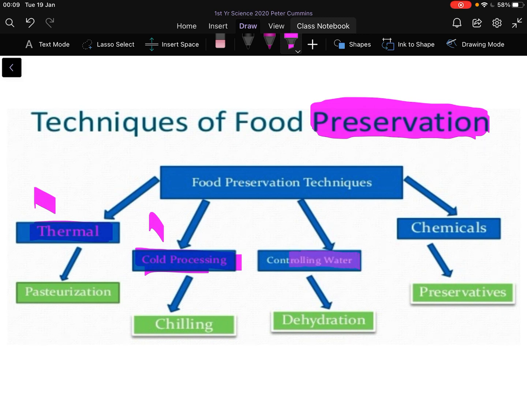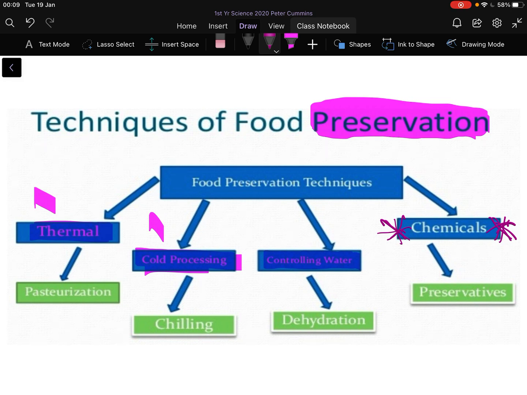Control the amount of water, so you can dehydrate bacteria and fungi and things like that, so that they don't live on in your food. Or, an important one, we can add chemicals to the food to preserve it. We don't call them chemicals, we call them preservatives.